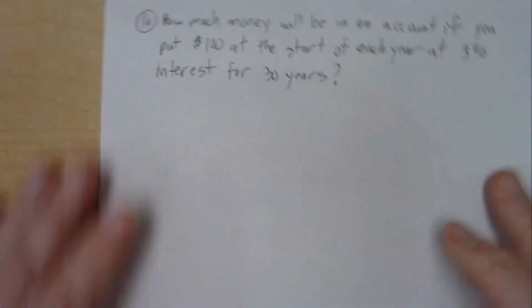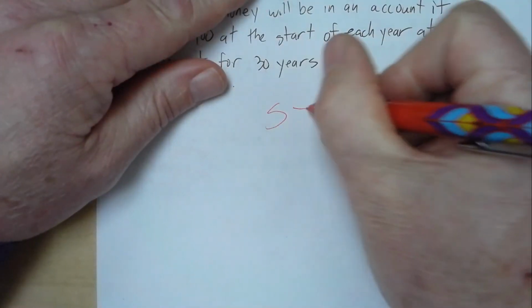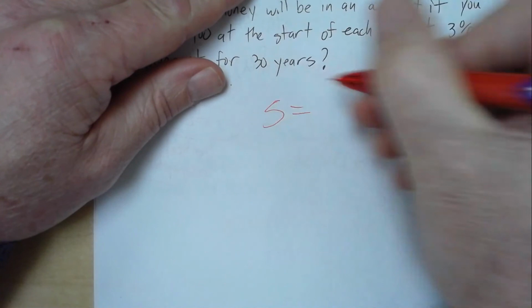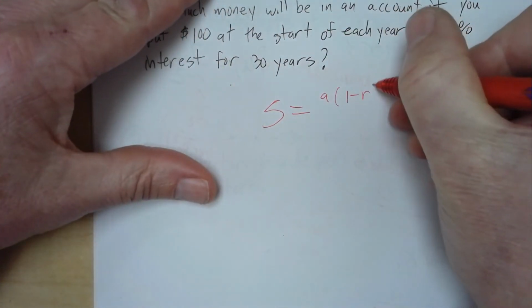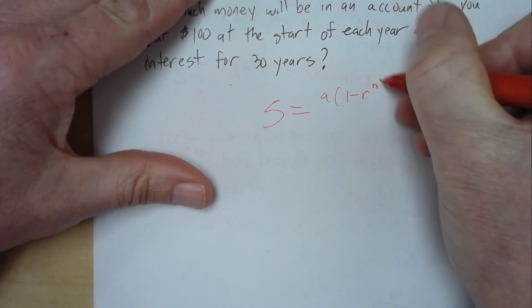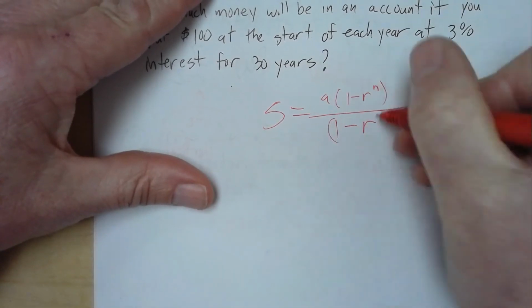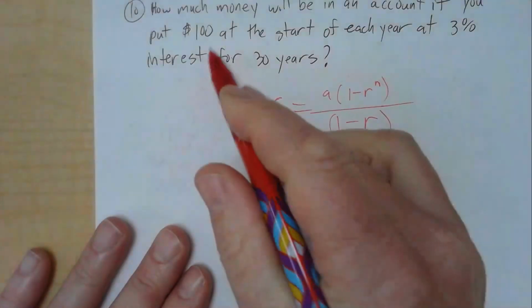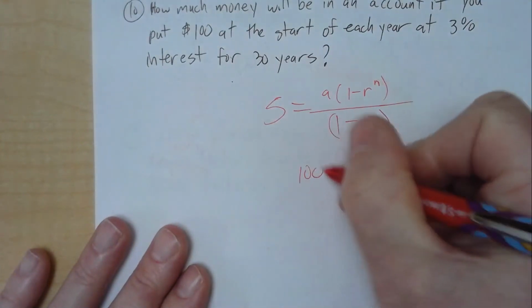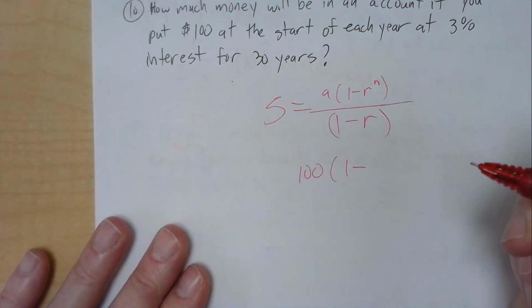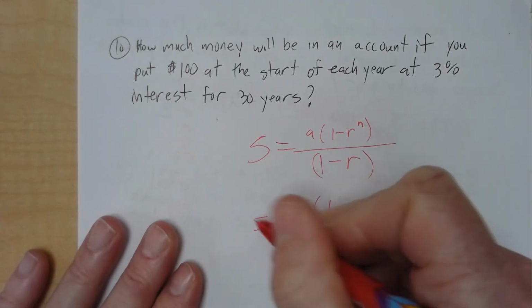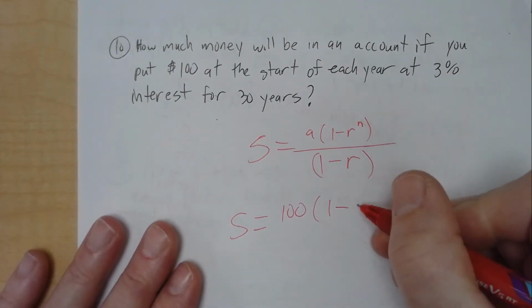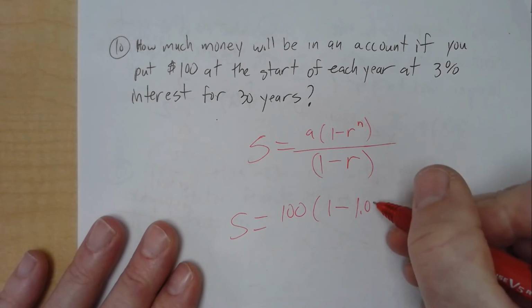Okay, the last question is the formula. The formula is the sum. S stands for sum. That's not a 5, that's an S. It's your starting amount, 1 minus the common ratio to the nth power. That's an n, over 1 minus the common ratio. So you start off with the amount of $100. 1 minus. Now this is interest. It's getting bigger, right? It's getting bigger, so that means that we have to go up. So that means that's going to be 1.03.